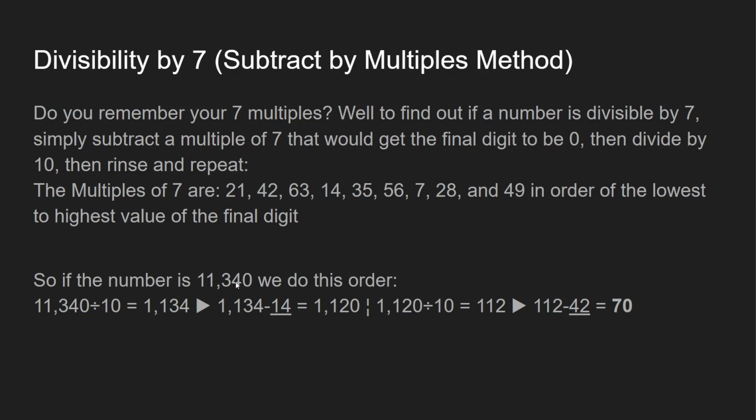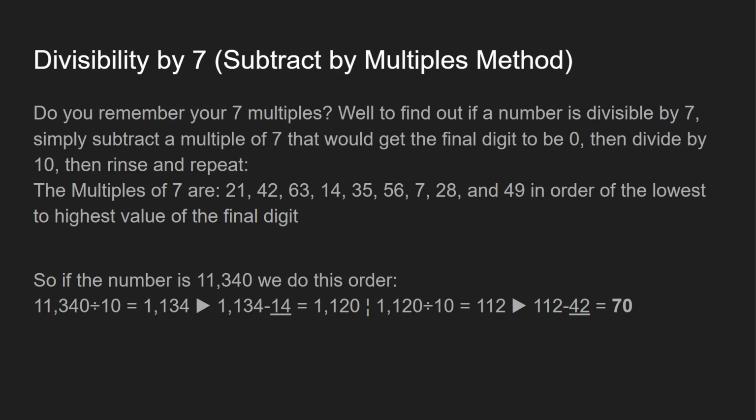So for the number 11,340, we do this. We're going to take this number, 11,340, divide it by 10. We're left with 1,134. Then we're going to subtract 14 because 14 is divisible by 7. So now we're left with 1,120. We're going to divide that by 10 to give us 112. If you still don't know if 112 is divisible by 7 or not, well, we can subtract 42 so that we're removing the final digit, getting it to be 0. And look at that, 70. 70 is obviously divisible by 7. It is 7 times 10. Bada bing, bada boom.